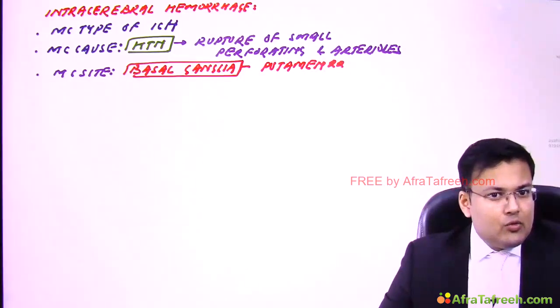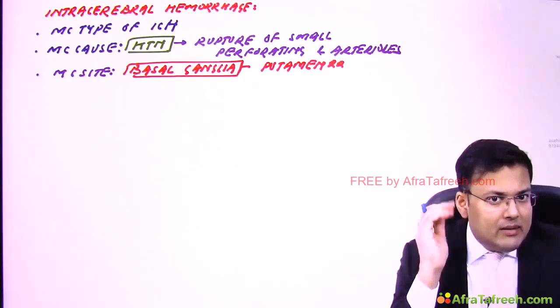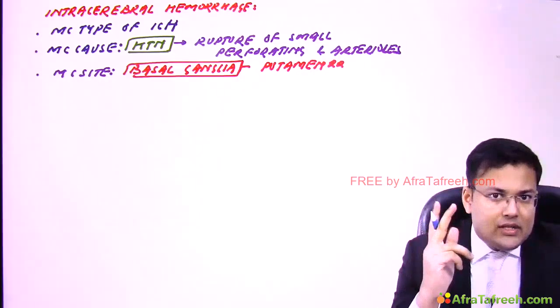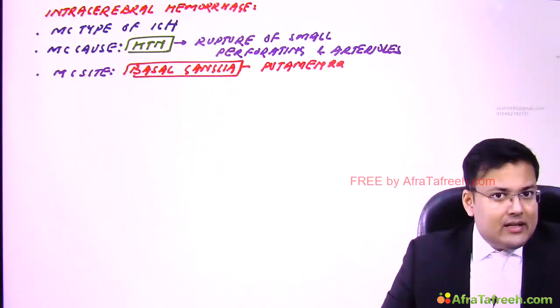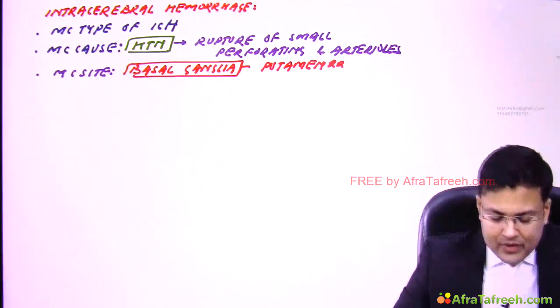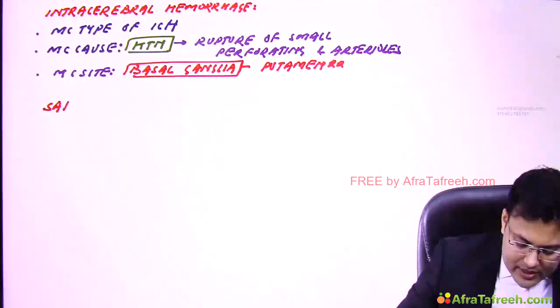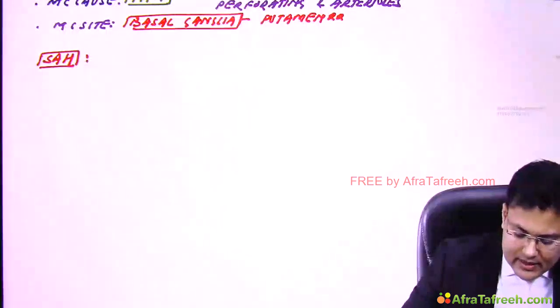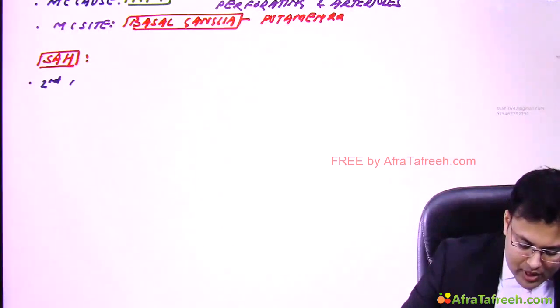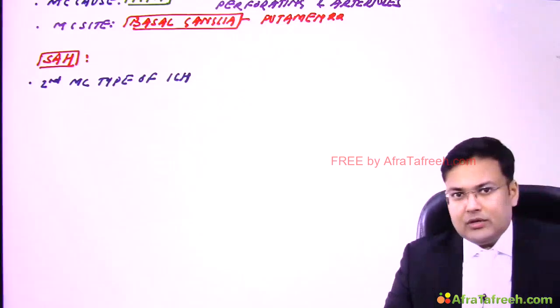Now see, the most common type of intracranial hemorrhage is intracerebral hemorrhage. What is the second most common type of intracranial hemorrhage? And it is subarachnoid hemorrhage. So see, subarachnoid hemorrhage. Okay, important points. It's the second most common type of intracranial hemorrhage.